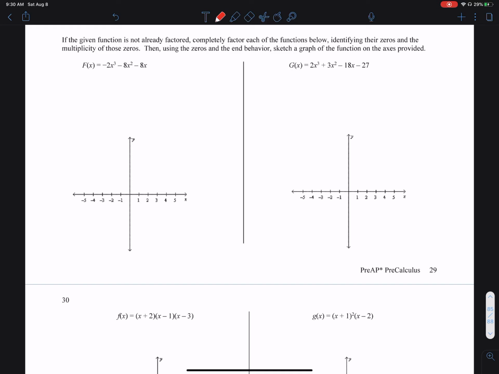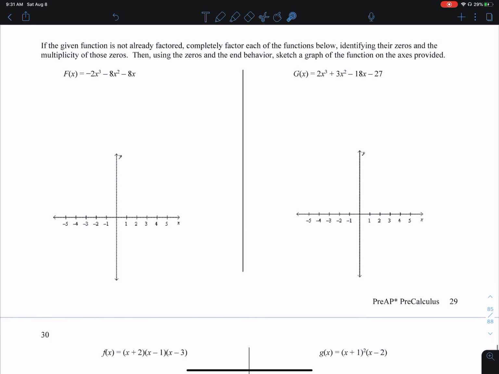This is PreAP PreCalculus section 3.6 notes. This is the last notes of the chapter. And in these last problems we are looking at an equation, and we are going to graph this without a calculator. It's not going to be 100% accurate, but it's going to be pretty close. We're going to do this based upon the zeros of the function and their multiplicities, as well as the end behavior of the graph. And I think this is pretty cool.